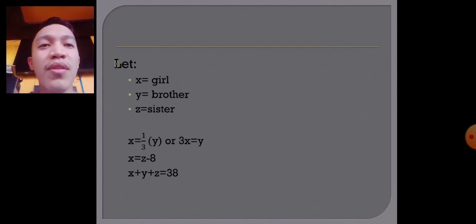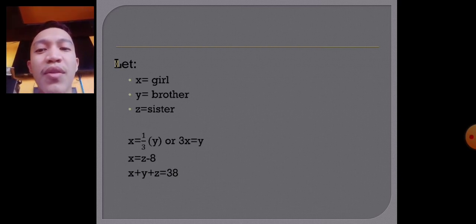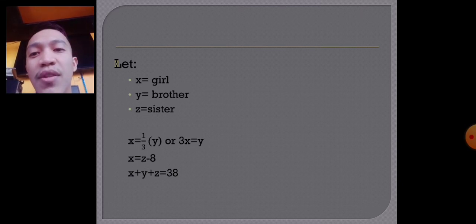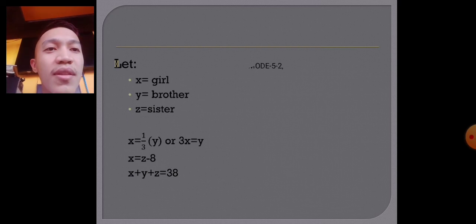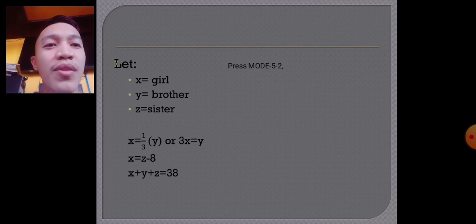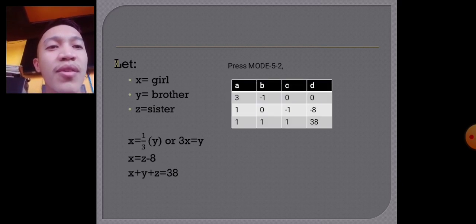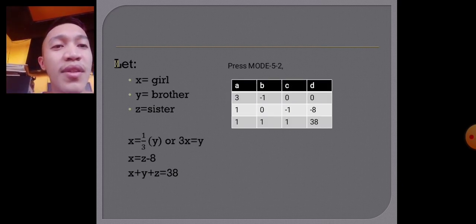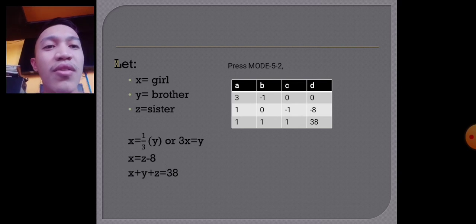Now using the calculator, I use Casio FX991ES Plus. Just press mode, then 5, then number 2, then you should see on the calculator you have A, B, C, D, and A as X, B as Y, and C as Z, and D as the constant.